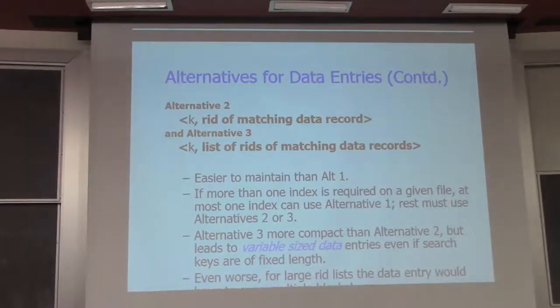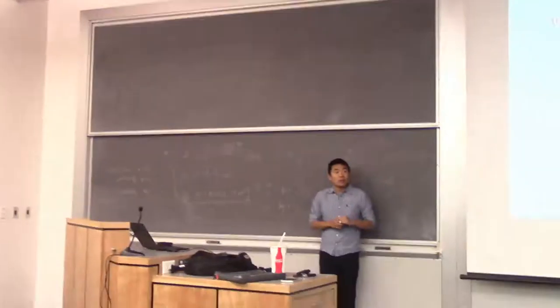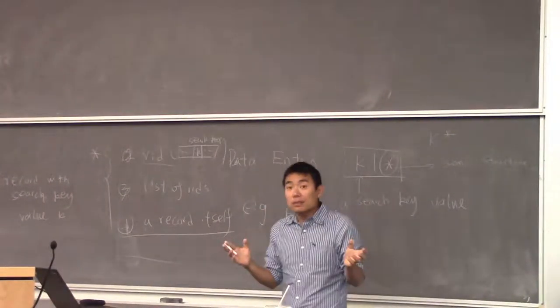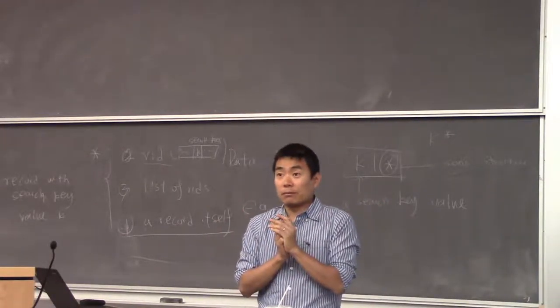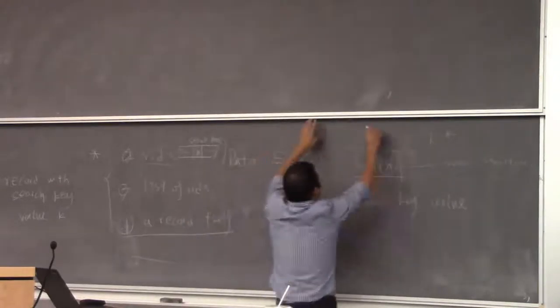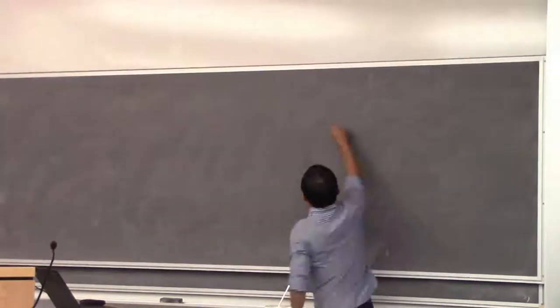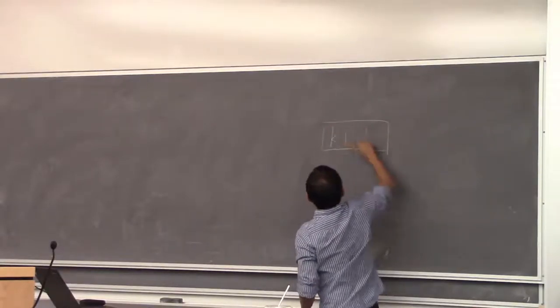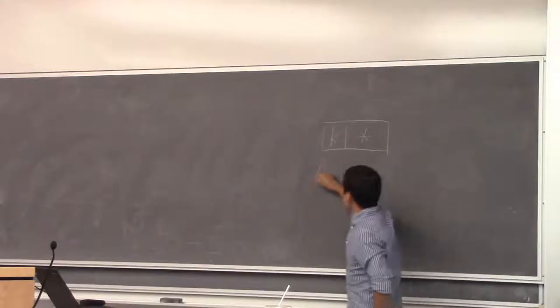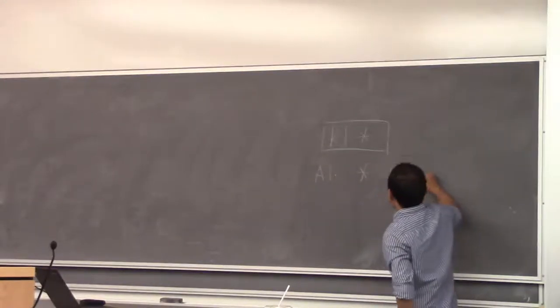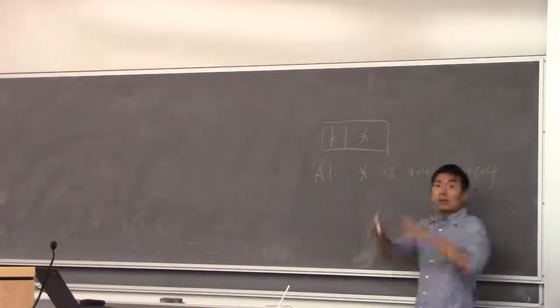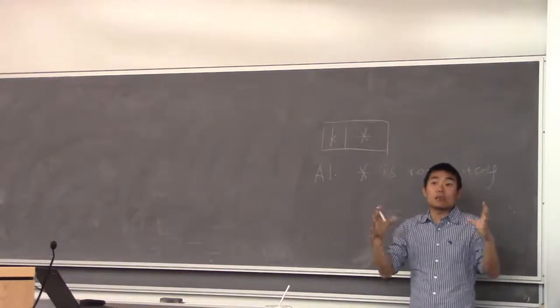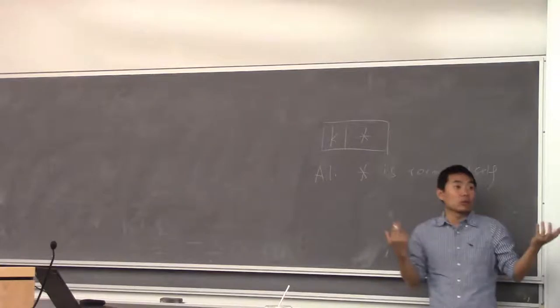Okay? Let's go through these choices one by one, right? First of all, if you go with alternative one as your data entry, then in this particular case, your record itself is viewed as your data entry. You follow me? Because the structure is this, right? If we go with alternative one, then this is the record itself. There is no point for you to duplicate the record and make a data entry for it. You just take the record as your data entry. You just view the record as your data entry.